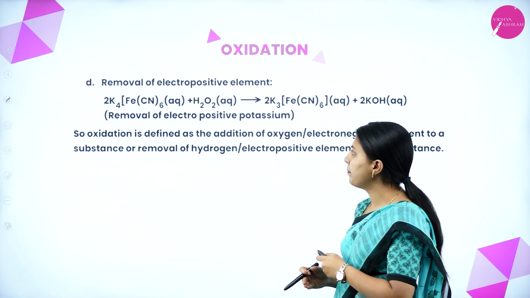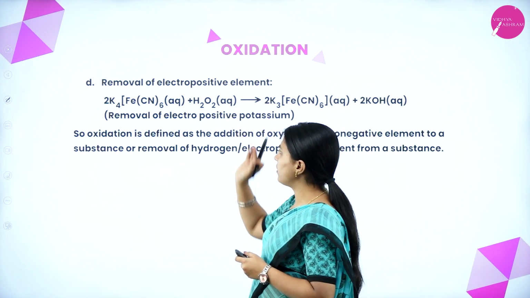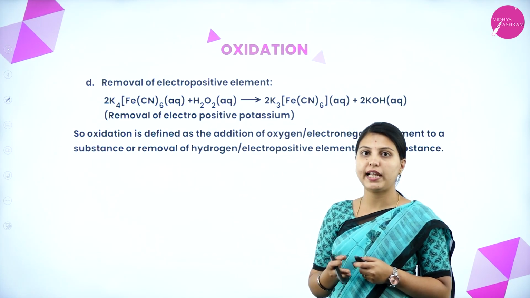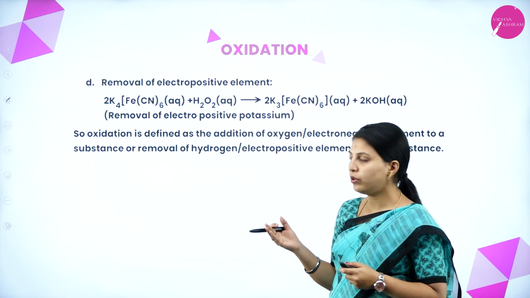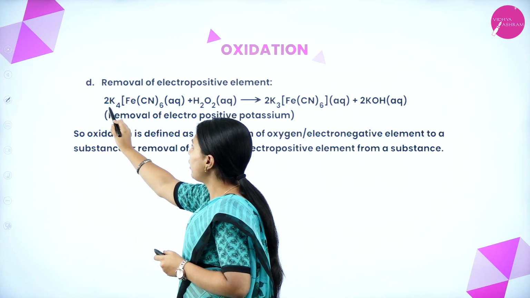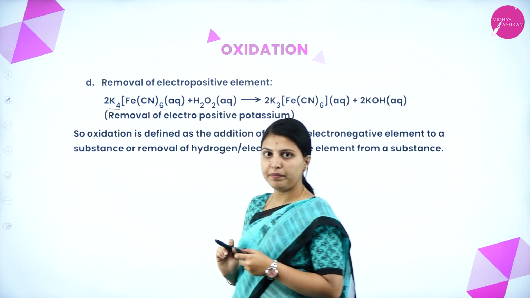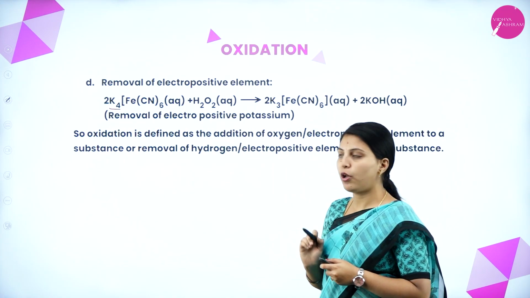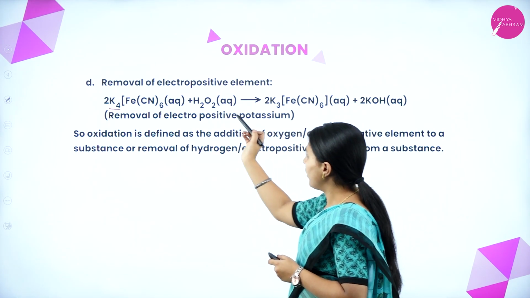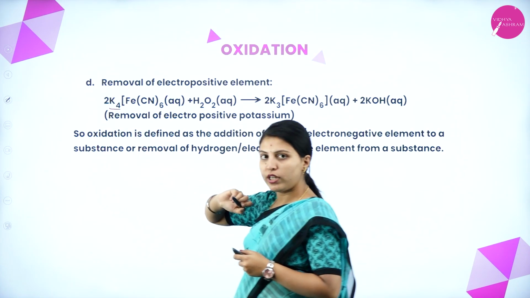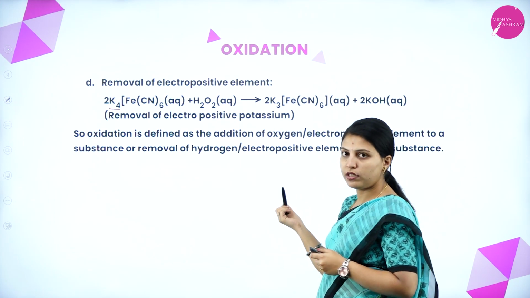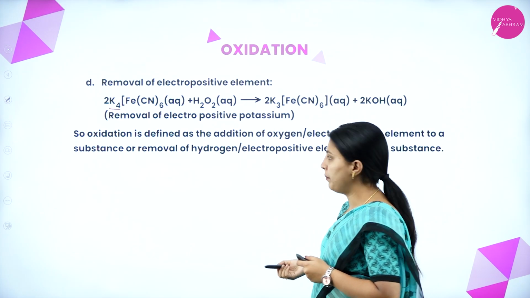And another way is removal of electropositive element, where usually electropositive elements are present in s block, that is group 1 and group 2. Here see, the overall aqueous complex is present. Here the electropositive element is potassium, since it is present in s block. Here that potassium is going to be removed. Here K4 is there, see here K3 will remain. Removal of electropositive element is going to happen.